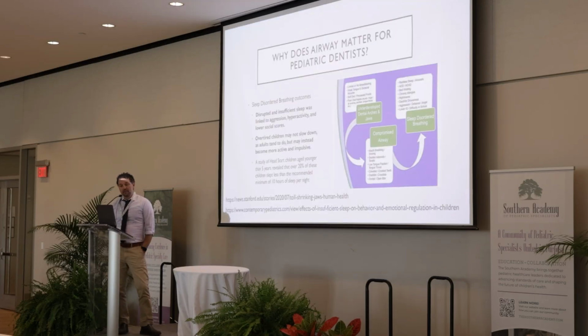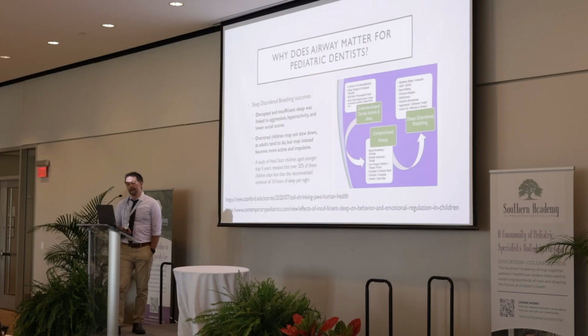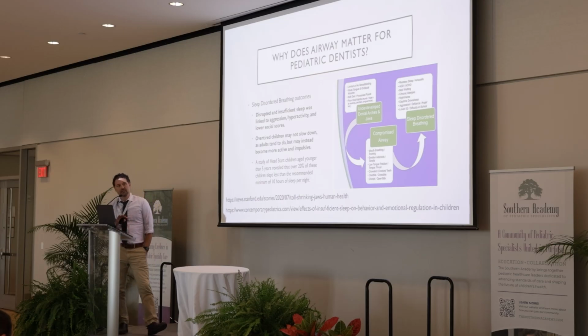Yeah, so basically I just want to get into a little bit about why this matters. The disrupted and insufficient sleep is linked to aggression, hyperactivity, and low social scores. And then overtired kids, they tend to be some of the most rambunctious and rowdy kids in our practice. I'm sure you guys are all aware of those. This graph right here I think is extremely helpful simply because it gives a nice holistic view of start to finish and where we're going with this.